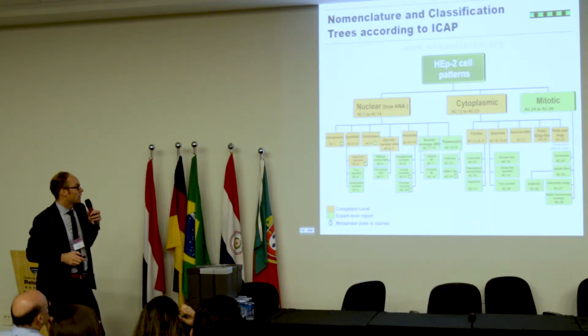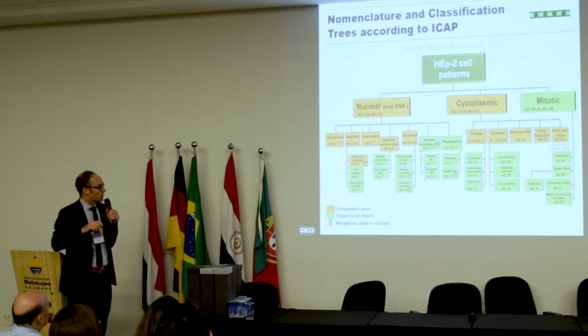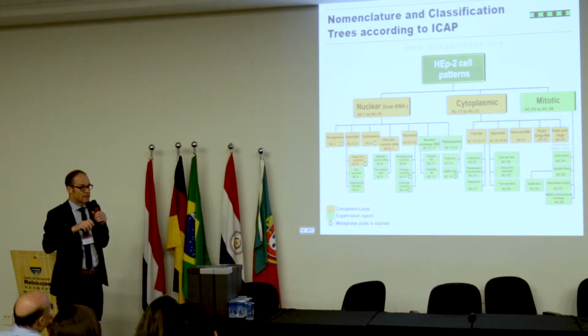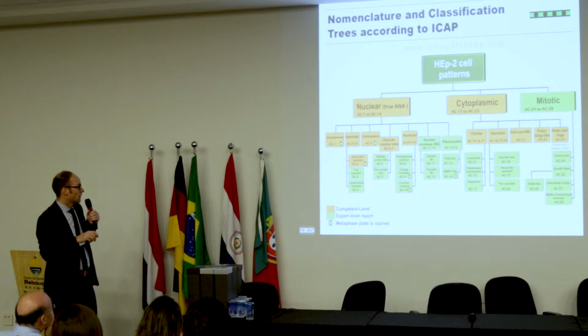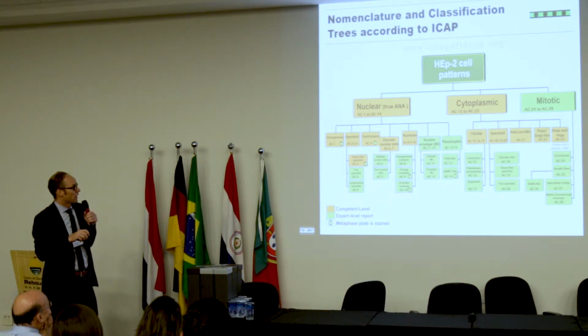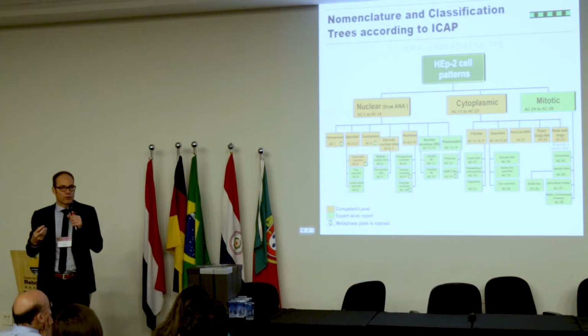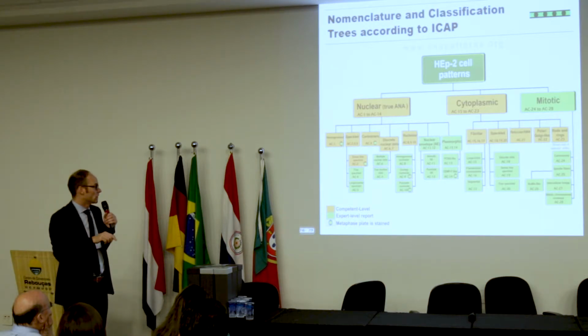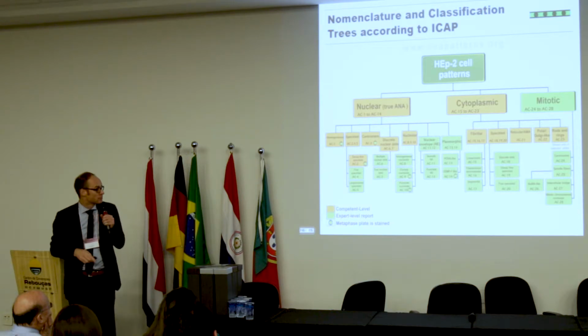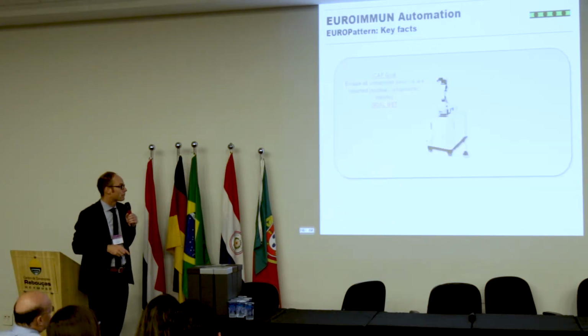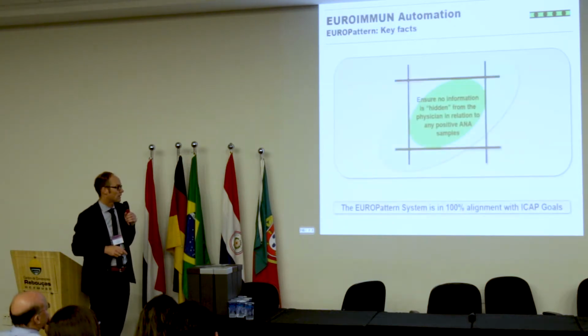So we looked into that already, and this is what I meant when I said we have the 7 main patterns. You see here homogeneous, and also the speckled group is one pattern we report. The centromere, the nuclear dots is one group we report, and we also give one result for nucleolar. So we don't distinguish homogeneous, clumpy, and punctate here. We had this slide already.